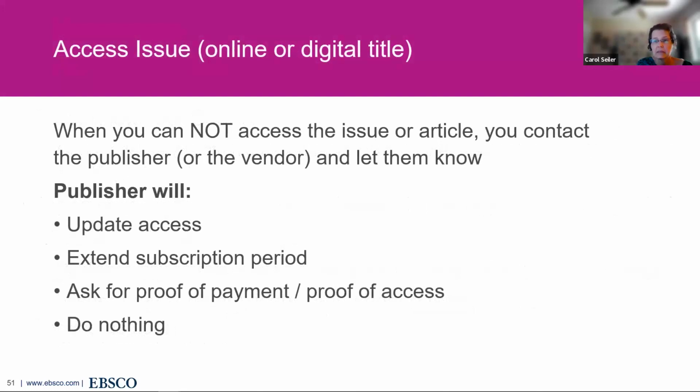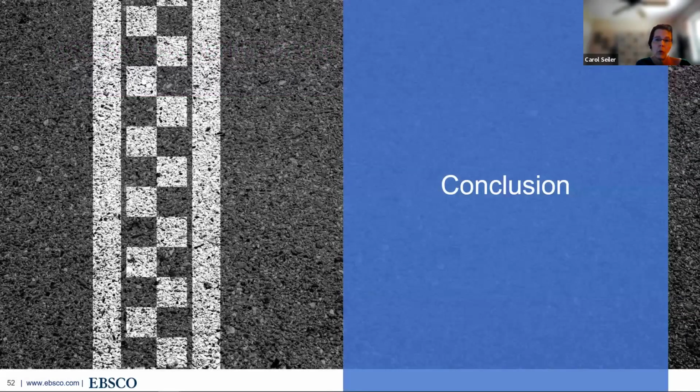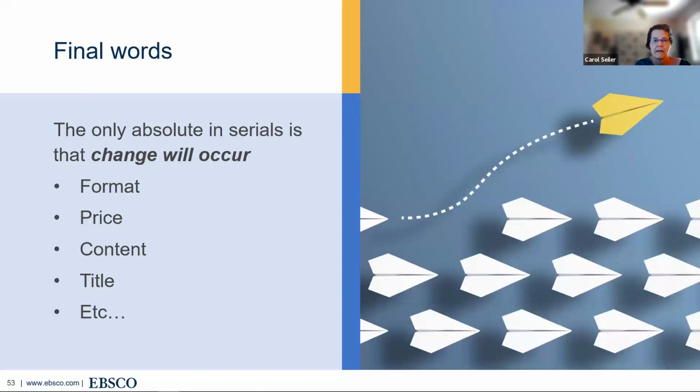Access issues, same as a claim for a print. Access issues, when you have problems accessing an online title: same thing, contact the publisher, contact the vendor, let them know. Final word, only absolute changes will occur. Be aware of it.